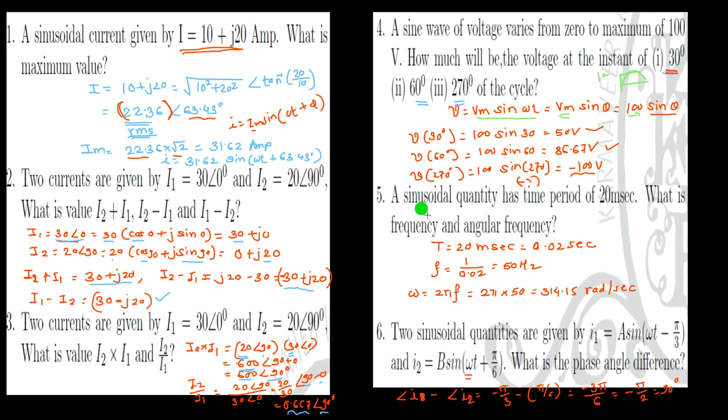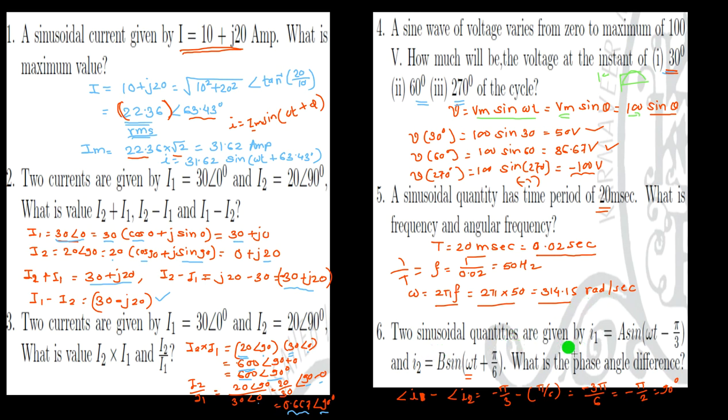A sinusoidal quantity has a period of 20 milliseconds. What is its frequency? The time period is 20 milliseconds, which means 0.02 seconds. Frequency is nothing but 1 upon time period, so it is 1 upon 0.02, which gives you 50 hertz. And what is the value of omega? Omega is equal to 2 pi f, that is 2 pi into 50, which gives you 314.15 radian per second.